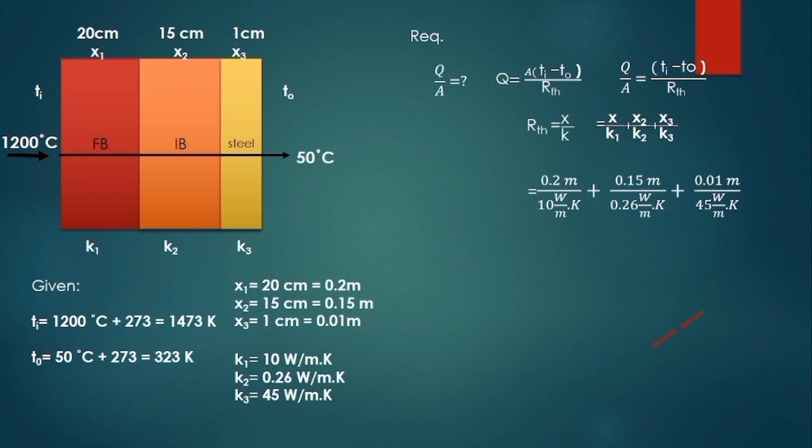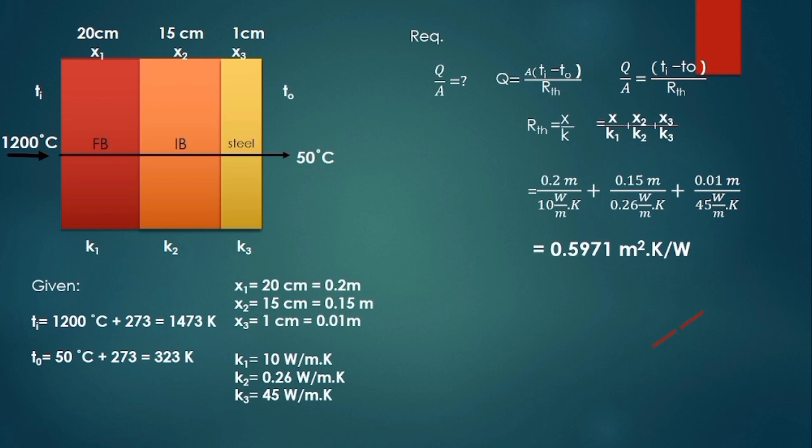Since we have the given, we're going to input it: 0.2 meter over 10 watt per meter times Kelvin plus 0.15 meter over 0.26 watt per meter times Kelvin plus 0.01 meter over 45 watt per meter times Kelvin. Our overall resistance is 0.5971 meter squared times Kelvin per watt.